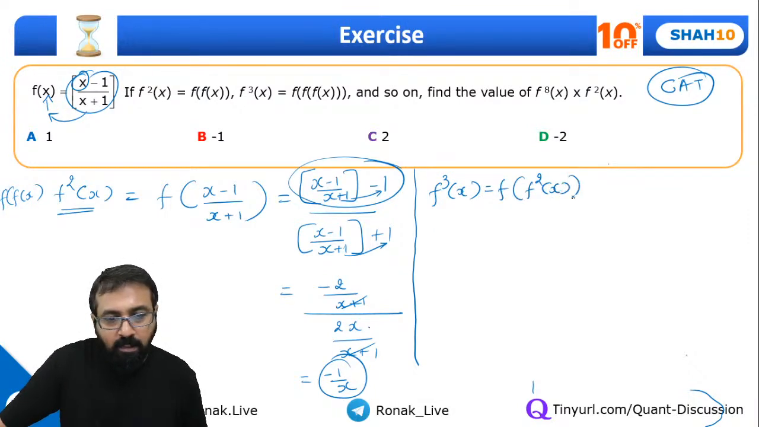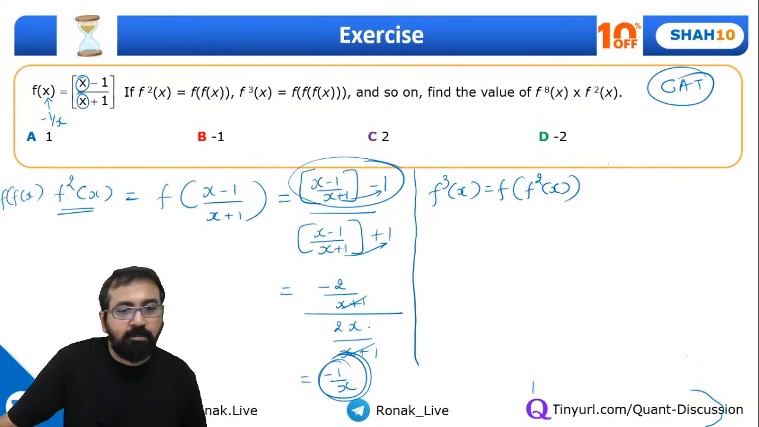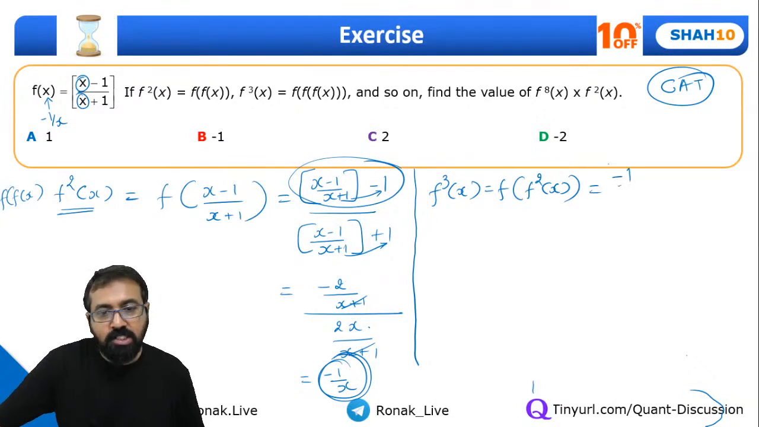So now let's find out f cube x, which is equal to f of f square x. And what is f square x? Minus 1 by x. So now in f of x, instead of x, put minus 1 by x. So I'll get (minus 1 by x minus 1) upon (minus 1 by x plus 1).